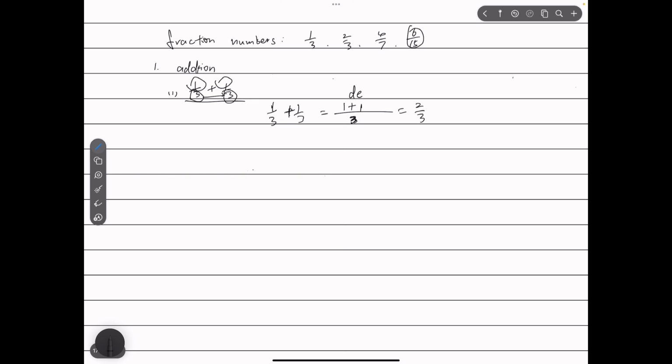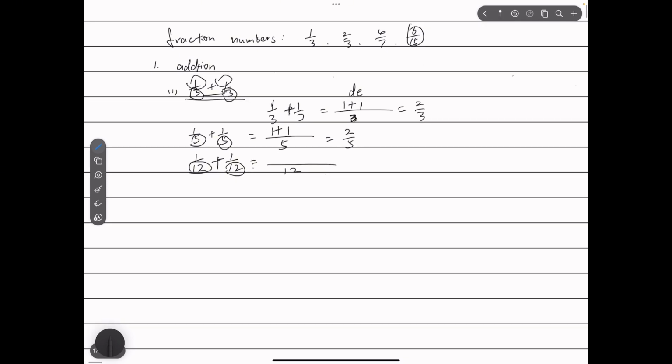Let's do another one. If we have 1 over 5 plus 1 over 5. Same thing, they have the same denominator, so we can just keep it the same and add the top. So it will be 2 over 5. Let's do another one. If we have 1 over 12 plus 1 over 12. They still have the same denominator, so keep it the same, copy it to the bottom, and add the tops together. So it will be 2 over 12.